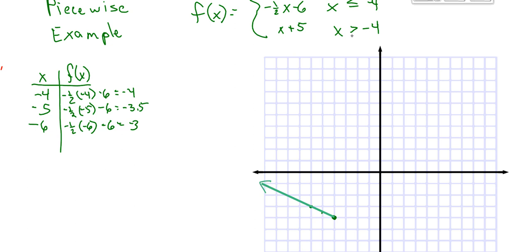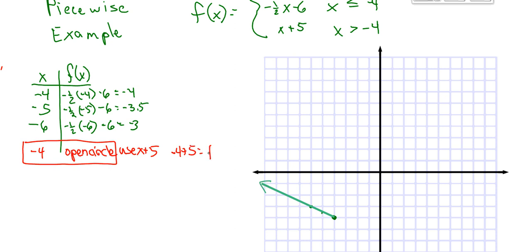And the deal is I'm going to find what the value would be at negative 4. This is going to be an open circle because it's not going to be equal there using x plus 5. And so negative 4 plus 5 is 1. And so this point, (-4, 1), is not included, it's like an endpoint, not included.